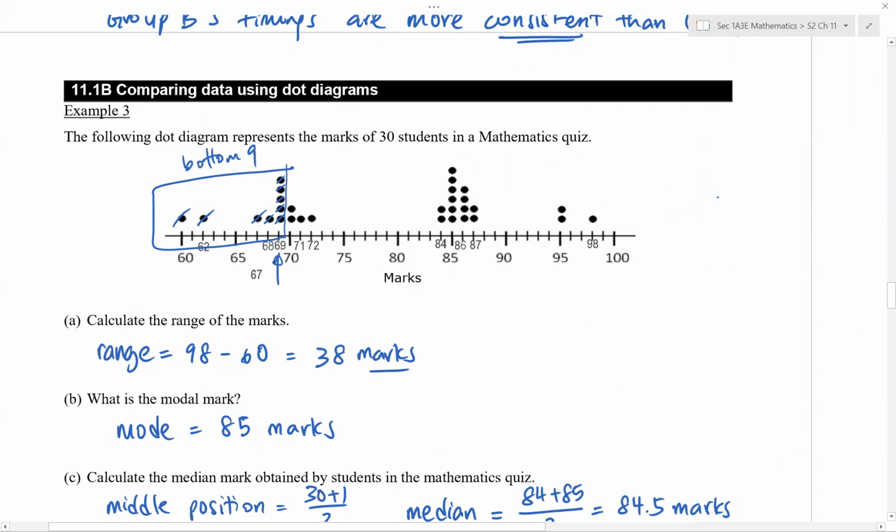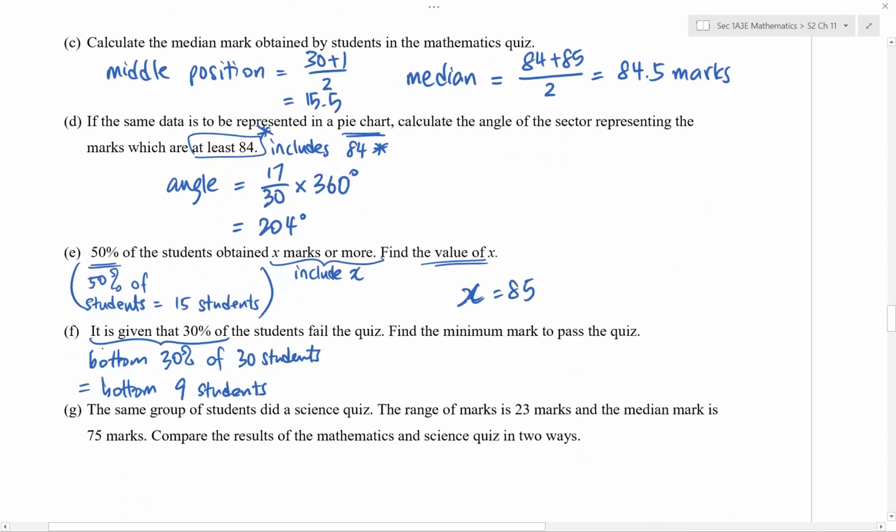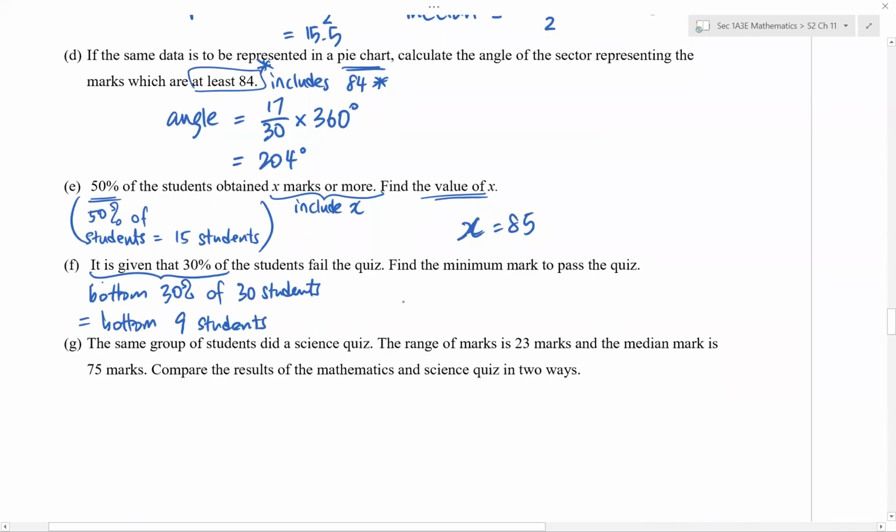So those who got above 69 are considered to have passed. So this bottom 9, they failed. And the rest passed. The minimum mark, therefore, to pass must be 70 marks. Okay, because those who got 69 and below, they failed. So our passing mark is minimum mark equals to 70 to pass.